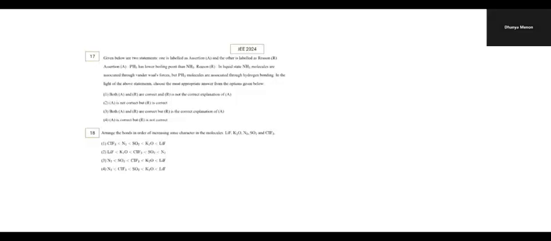Coming to the 17th one, they are talking about assertion and reasoning. Given below are the two statements. Statement A is PH3 has a lower boiling point than NH3. So they are comparing PH3 and NH3. And the reason is in liquid NH3 molecules are associated through van der Waals force, but PH3 molecules are associated with hydrogen bonding. In the light of the above statements, choose the most appropriate answer from the options below.